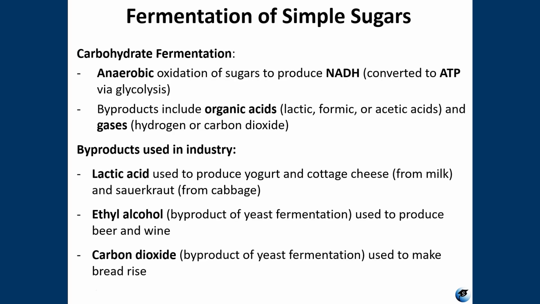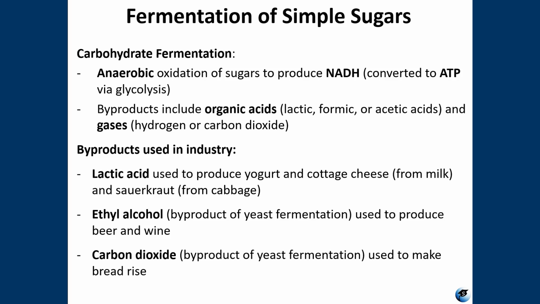One type of anaerobic respiration that occurs in a lot of the bacteria that we have heard about is carbohydrate fermentation. Carbohydrate fermentation is the anaerobic oxidation of sugars to produce NADH, which is then converted to ATP via glycolysis. Byproducts of carbohydrate fermentation include your organic acids, and these lower the pH of your growth media. And also gases like H2, CO2. These can be observed if they can be captured, and more on that in a minute. I'll show you in just a minute.